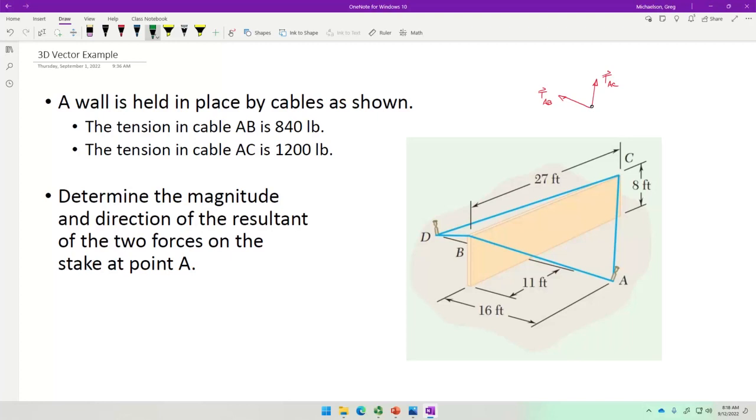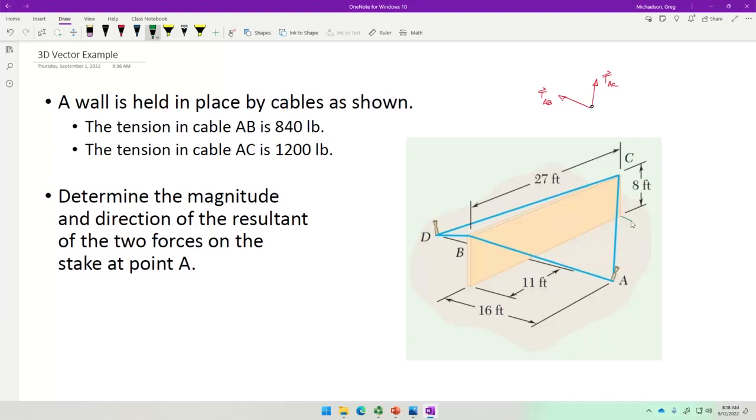I want a singular coordinate system such that we're all doing the problem the same way. So what I'm going to do is define a coordinate system. And it doesn't really matter where I place my origin, but what matters most is the orientation.